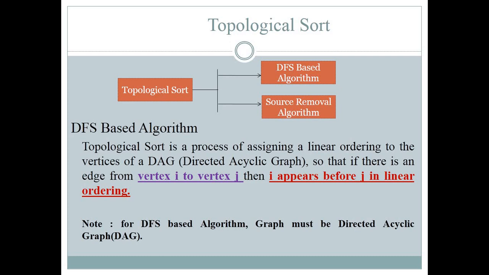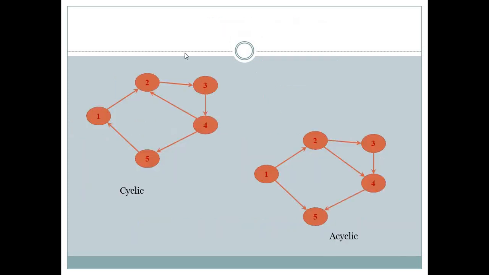First of all, the DFS based algorithm. Topological sort is a process of assigning a linear ordering to the vertices of a DAG, meaning directed acyclic graph. We all know what a directed graph is and what an acyclic graph is. Here we have this graph that is directed. We can know with this arrowhead that directions are available in our graph from one node to another, or we can say one vertex to another vertex, so that is a directed graph.